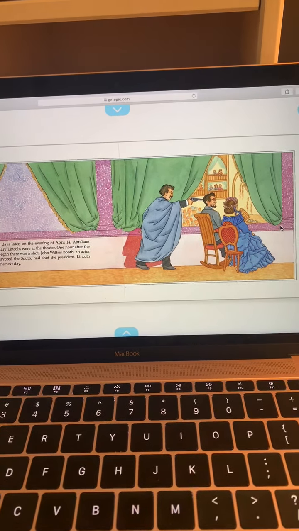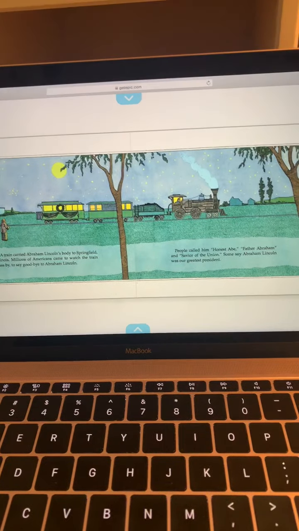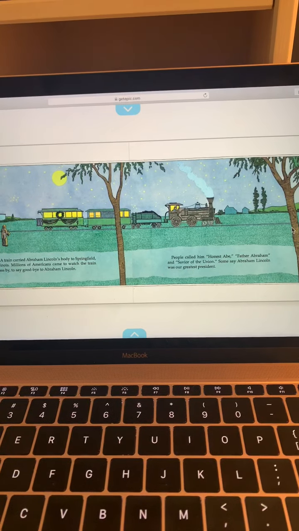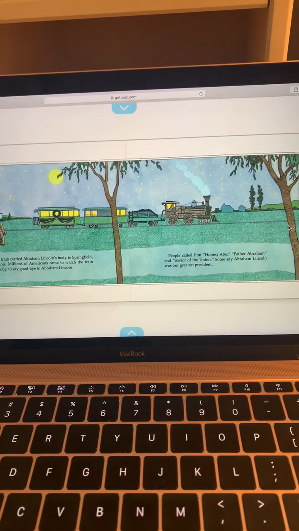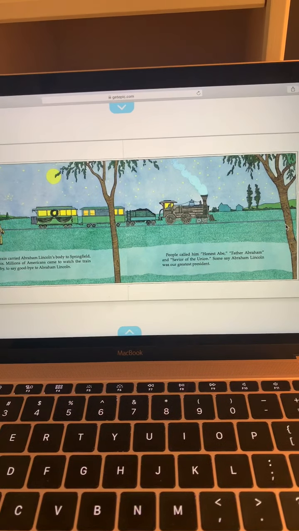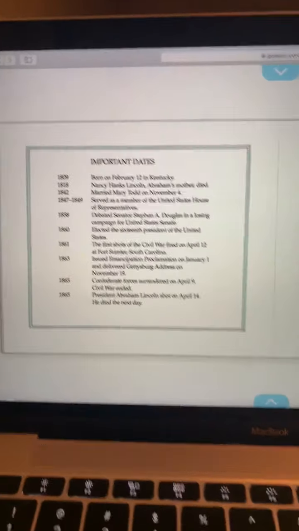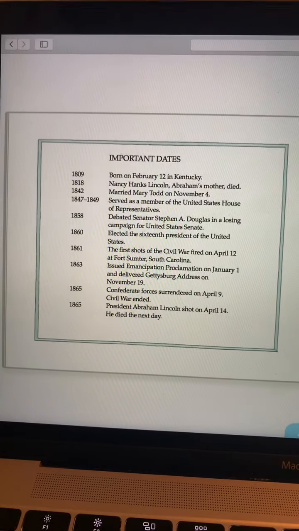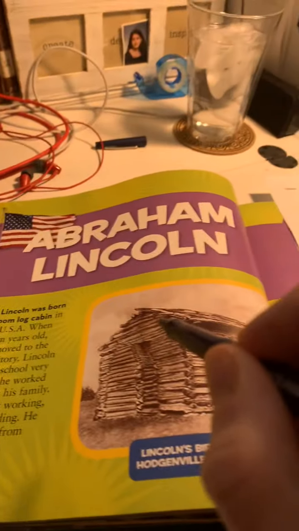Now, here's the really sad part where he's shot by John Wilkes Booth. And then here's kind of how his funeral went. He was actually taken to a couple of different places so people could say goodbye. He was buried in Illinois, which is not far from us. This author even gives us a timeline. Oh my gosh, that would have been so helpful if I was doing the timeline assignment last week, which I was, but I used this book instead. Maybe I should have used that one.